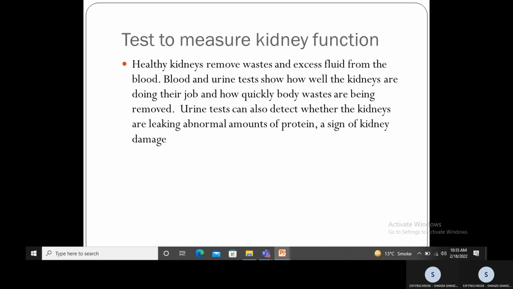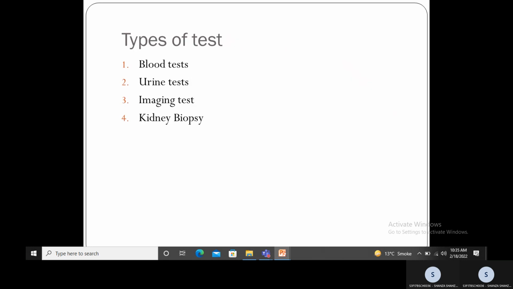Tests to measure the functioning of a kidney. Healthy kidneys remove waste and excess fluid from the blood. Blood and urine tests show how well the kidneys are doing their job and how quickly body waste is being removed. Urine tests can also detect whether the kidneys are leaking abnormal amounts of protein, which is a sign of kidney damage. Types of tests: blood test, urine test, imaging test, and kidney biopsy.